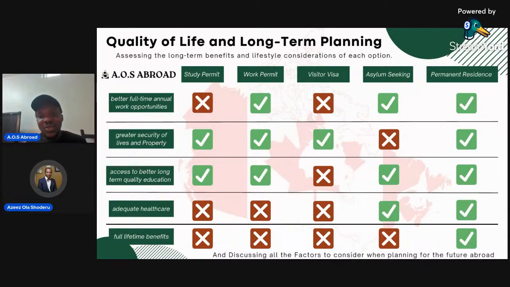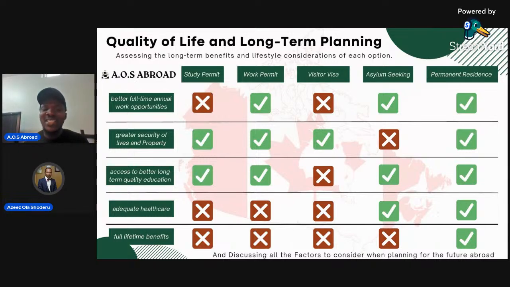Permanent residence is another pathway out of the 5 different pathways we are talking about today. Permanent residence is the only pathway that gives you access to better full-time annual work opportunities or even better business opportunities, because you can also set up your business and not have any restrictions as regards the kind of business you could do. You understand?